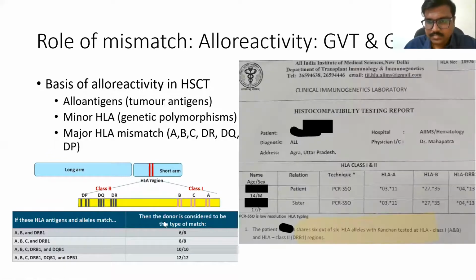If we take the example of a patient, here it shows that a 14-year-old male patient is receiving stem cells from a 17-year-old female sister. They are related, and the match shows that 6 out of 6 alleles are matching. So this is a perfect match. However, a perfect match means that there is less graft versus host disease, and at the same time there is less graft versus tumor disease also.